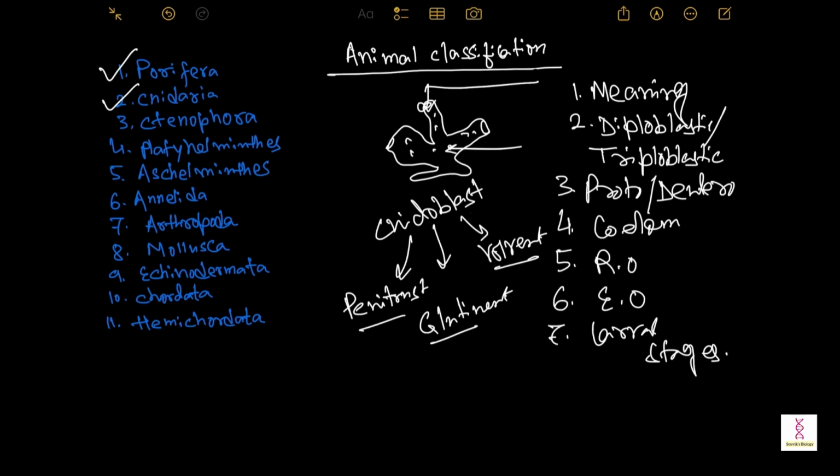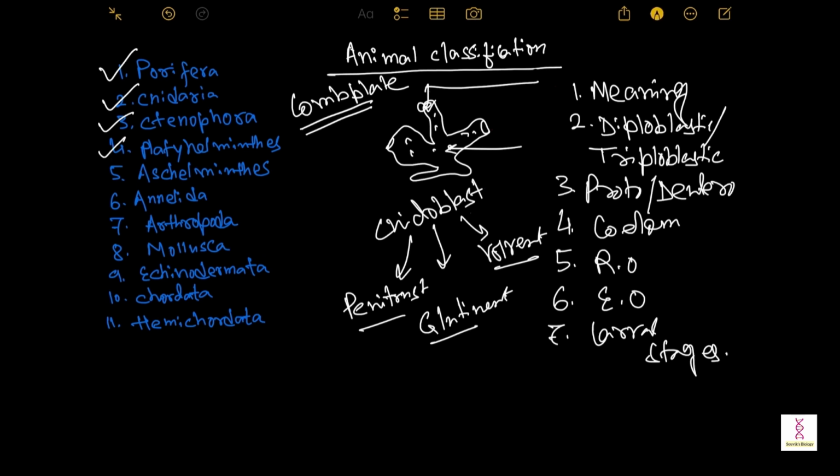So cnidoblast is present. Okay, the third one is Ctenophora. Why the name Ctenophora? Colloblast or lasso cell is present in the animals of this phylum. The examples are Hormiphora, Pleurobrachia, etc.